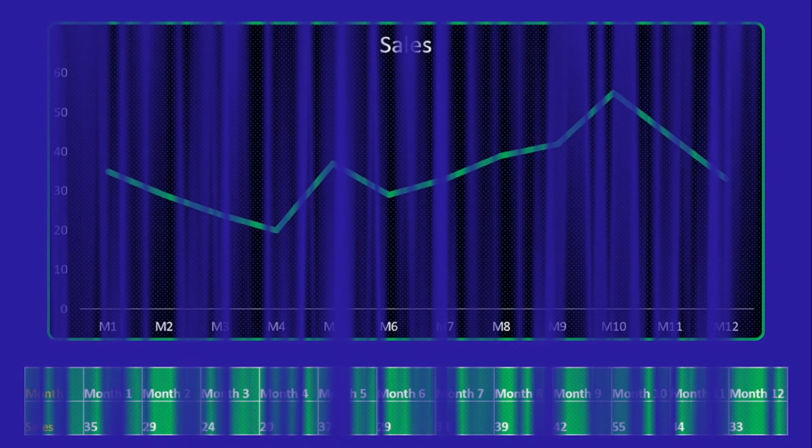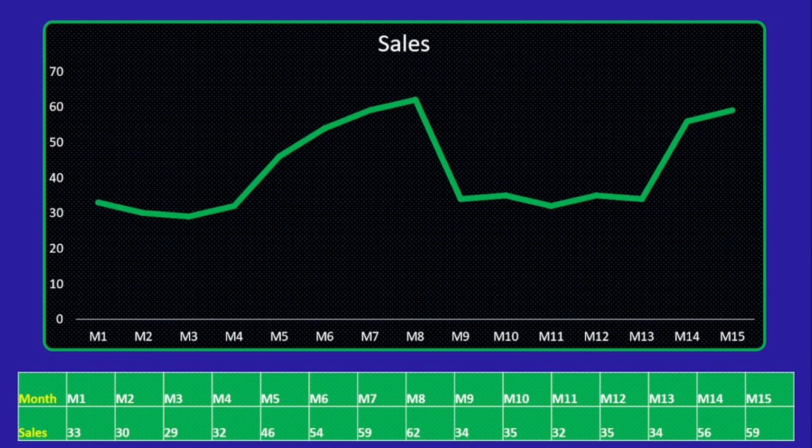Second case, as you see on your screen. Yes, so here you see the sales are almost flat from month 1 through month 4, and after month 4 started going up. After month 8 it went down, and month 8 through month 13 almost flat, and then it started going up, and month 15 is almost flat.